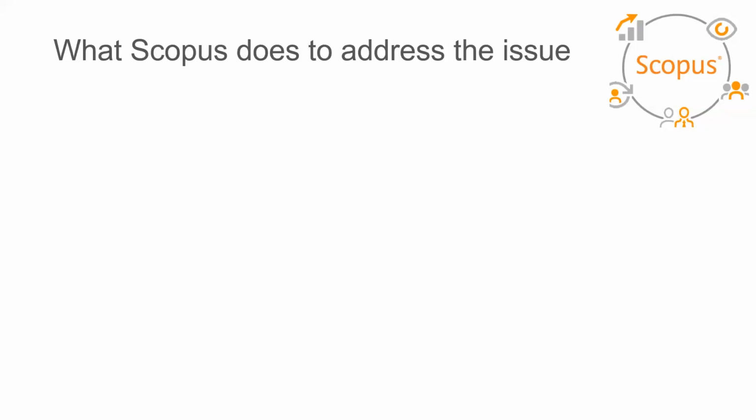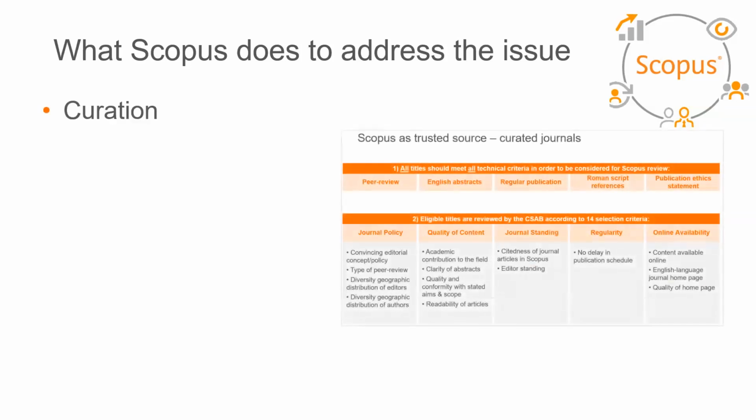So from the Scopus point of view, what does Scopus do to address predatory journals? We basically have three important processes that we go through. The first is that we do curation. Curation means that every journal that is indexed in Scopus goes through a selection criteria process. I will talk about this process in the next slide as well, to give you an idea of what the factors are that journals have to comply with before they are indexed in Scopus, right?